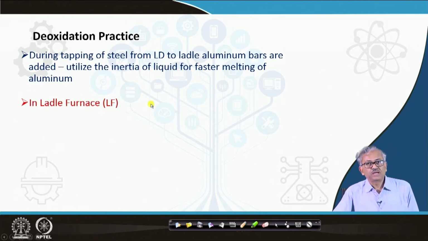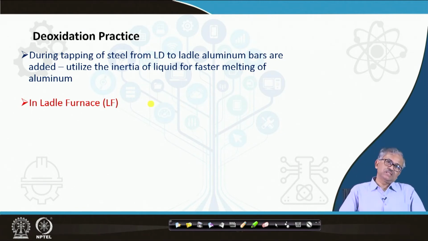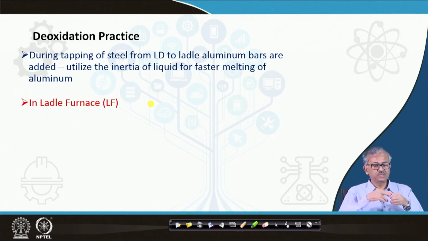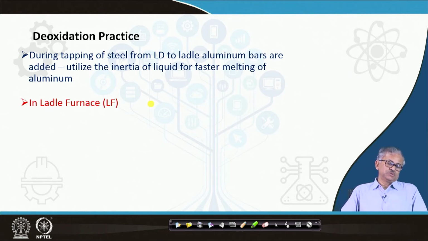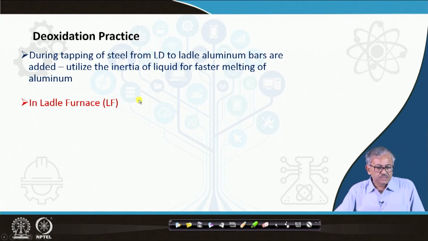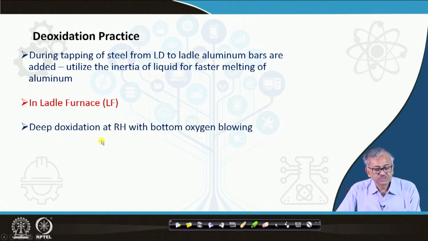You can do it in the ladle furnace also. When you tap the liquid steel and take it to the ladle furnace, because it is equipped with arcing, you can do the arcing and compensate the heat and all these things. Because this dissolution and melting process also involves some amount of heat, liquid steel may lose heat, so you can compensate the heat in the ladle furnace. It is equipped with arcing. So you can do it in the ladle furnace, and then deep deoxidation at the RH.